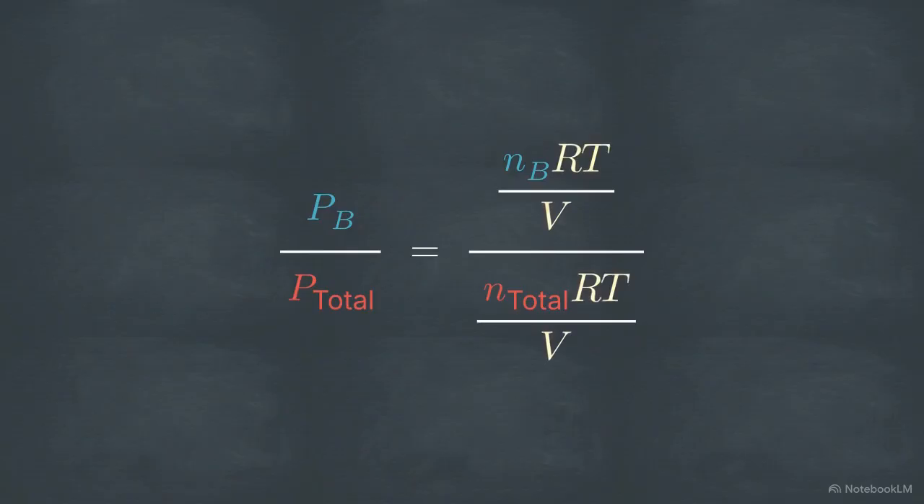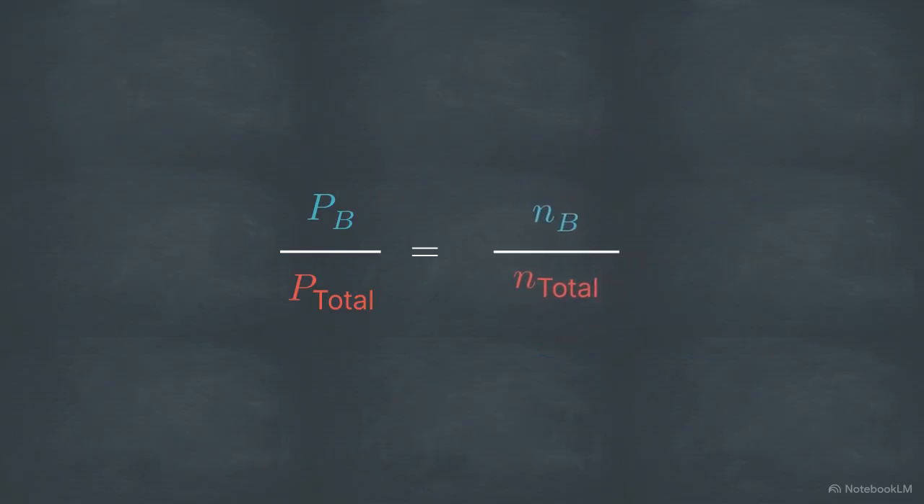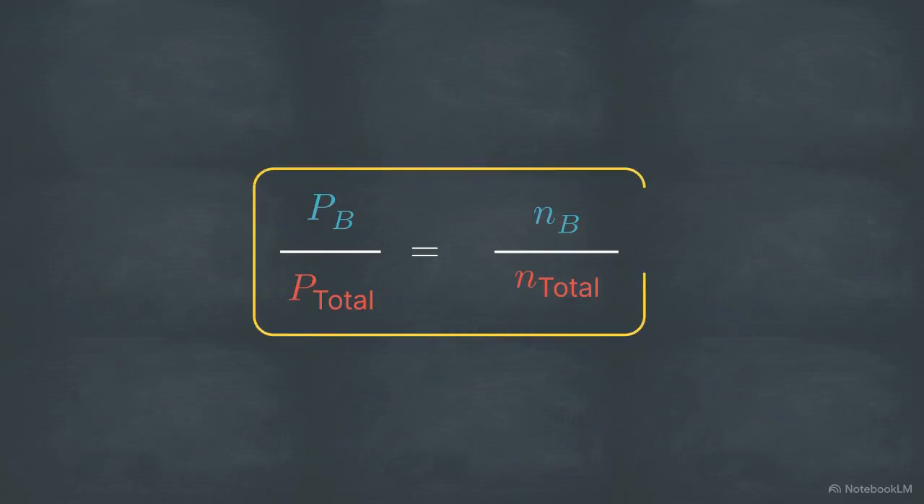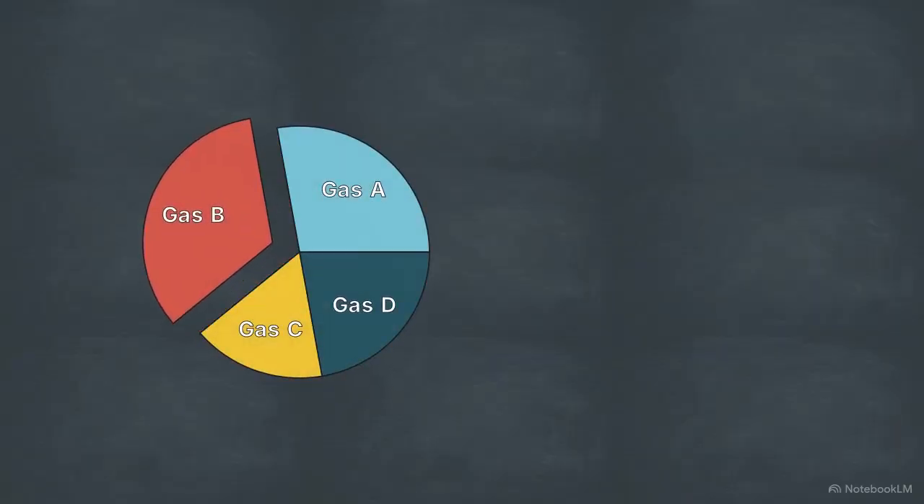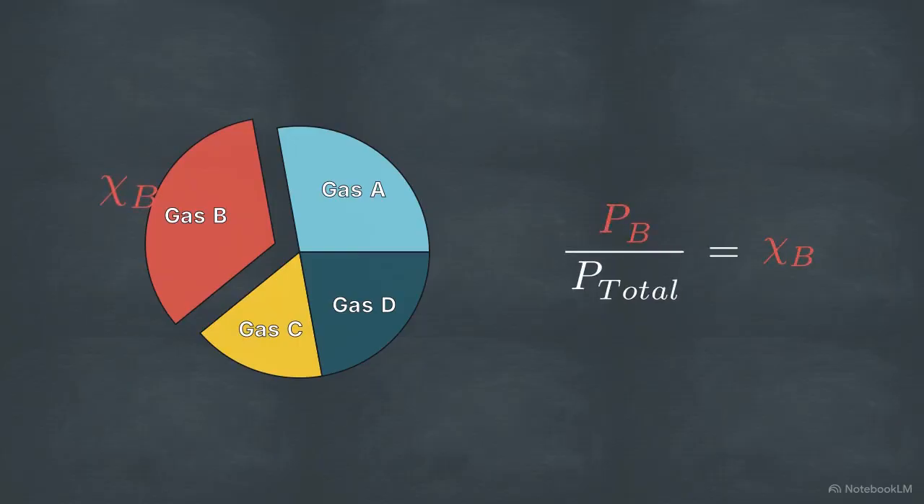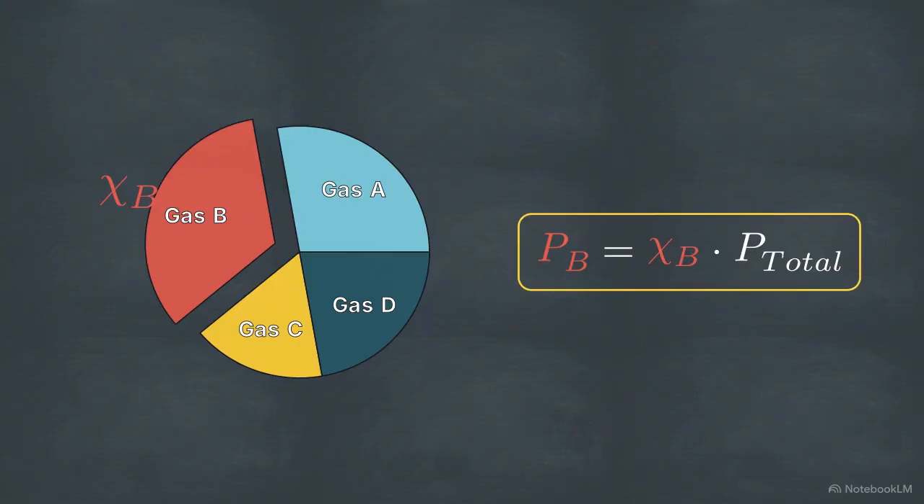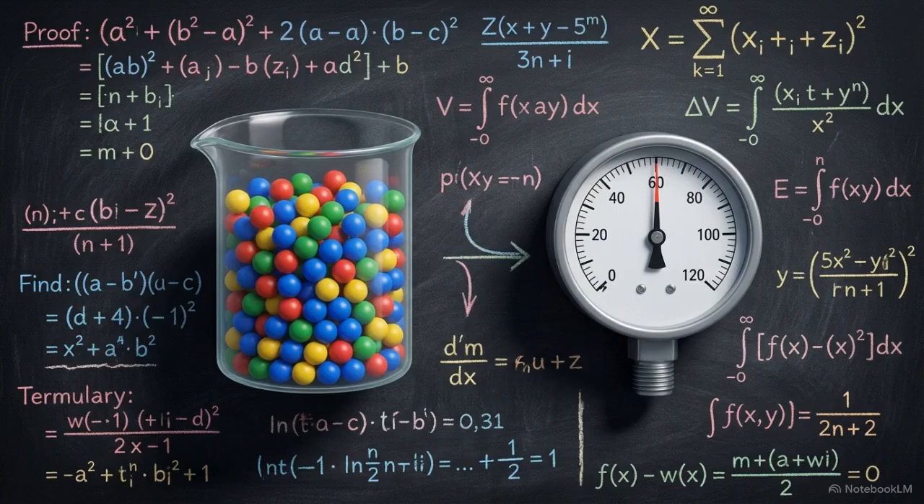Since the container is shared, the gas constant, temperature, and volume are identical. We cancel R, T, and V from the fraction. The result, the ratio of gas B's pressure to total pressure, equals gas B's moles divided by total moles. This ratio, moles of one component over total moles, is called the mole fraction, represented by the symbol chi. It is the mathematical way of expressing what percentage of the total molecules belong to a specific gas. If we multiply both sides by the total pressure, we can solve for the partial pressure of gas B. This completes the proof. A gas's partial pressure is mathematically proportional to its concentration inside the mixture.